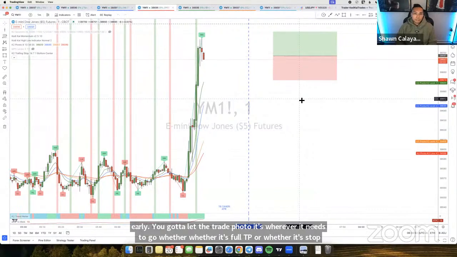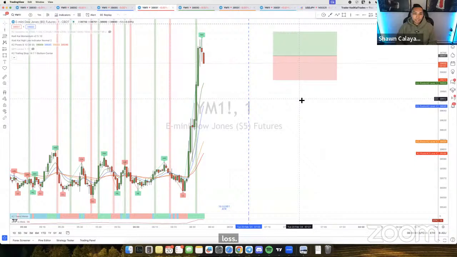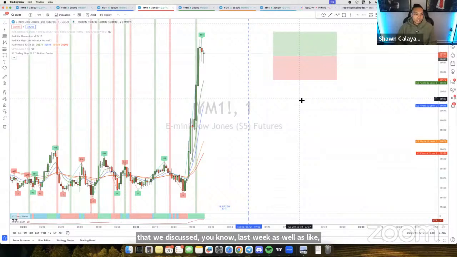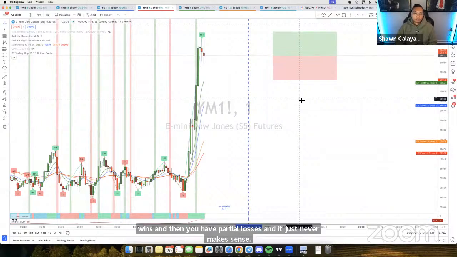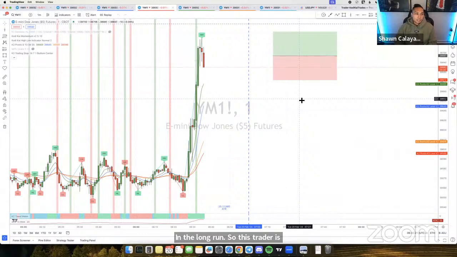And that's one thing that we discussed last week as well: when you pull out early, it's not going to be a one-to-one, because you're just not going to have the equal amount of losses and wins. You'll have partial wins and then partial losses, and it just never makes sense in the long run. So this trade here is just running. And other than that, I'm going to be moving over to the PRB next.